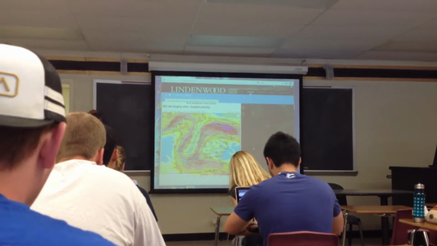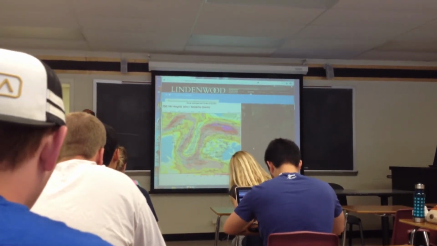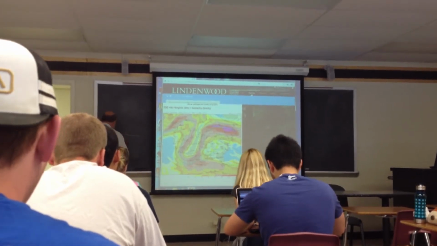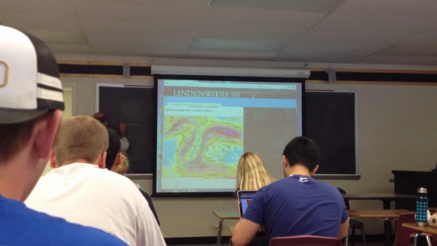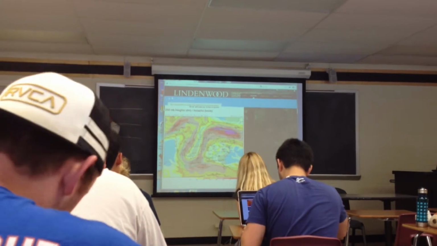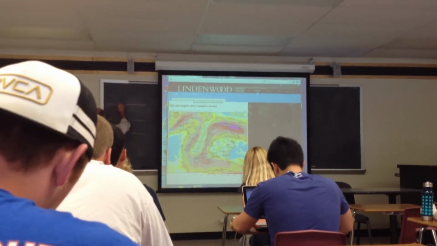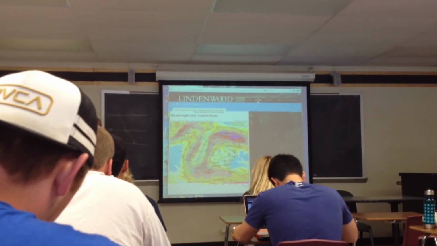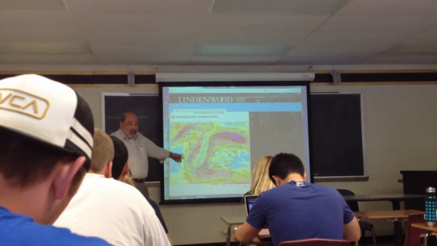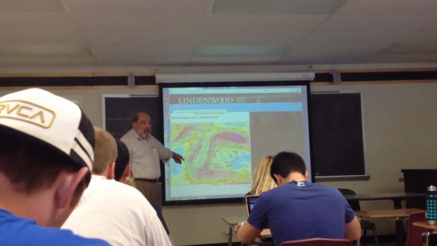If this is the surface, and the low is here, and this is 500 millibars, and the low is here, and this is 250, and the low is here, you have a negative tilt to the axis of the pressure centers. That's a strong, strong system.